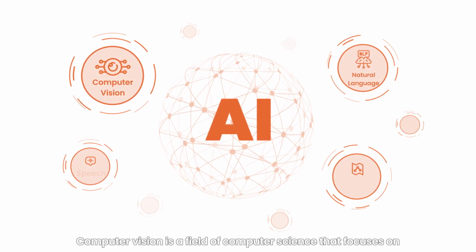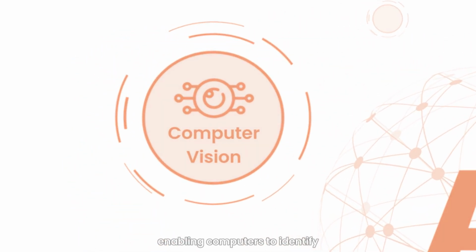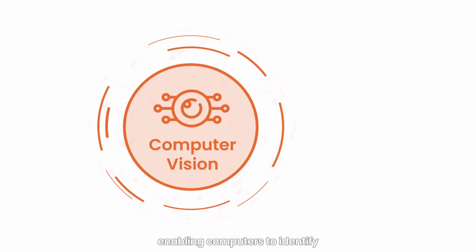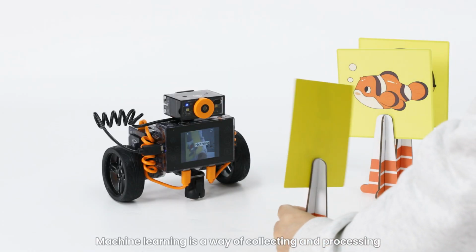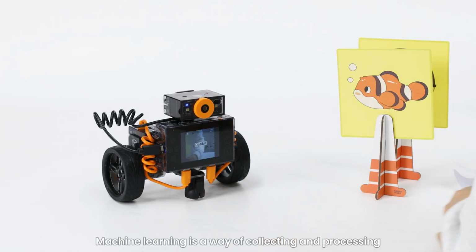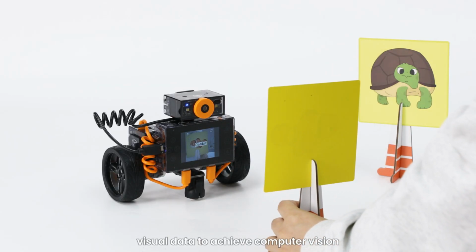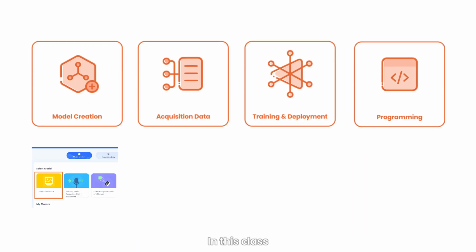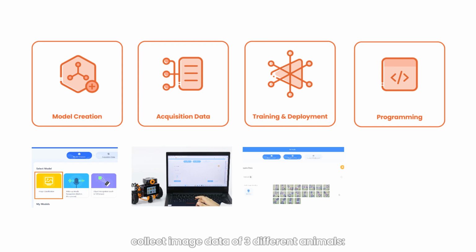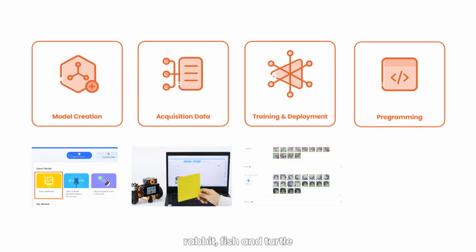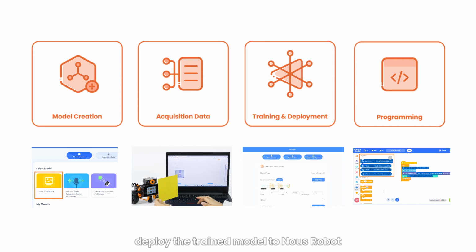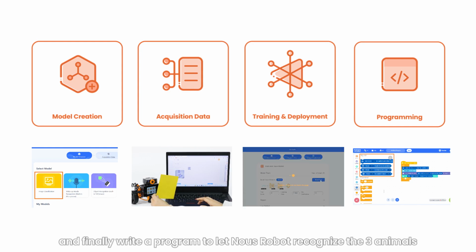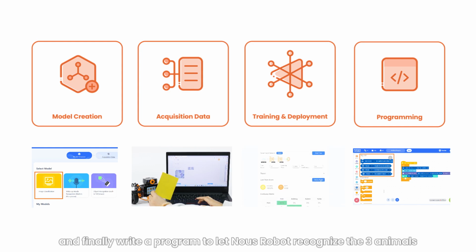Computer vision is a field of computer science that focuses on enabling computers to identify and understand objects and people in images and videos. Machine learning is a way of collecting and processing visual data to achieve computer vision. In this class, students need to learn to create an image model, collect image data of 3 different animals, rabbit, fish, and turtle, train the model, deploy the trained model to Nous Robot, and finally write a program to let Nous Robot recognize the 3 animals.